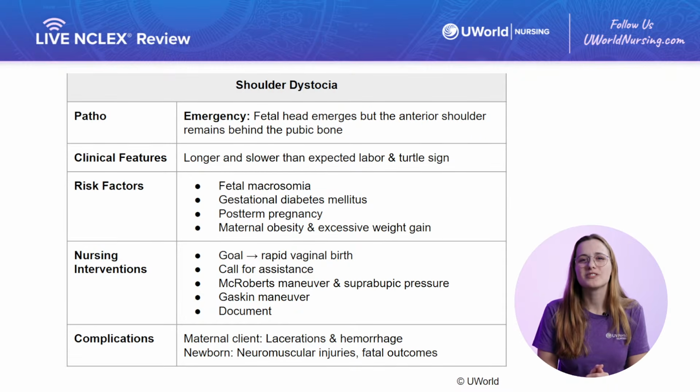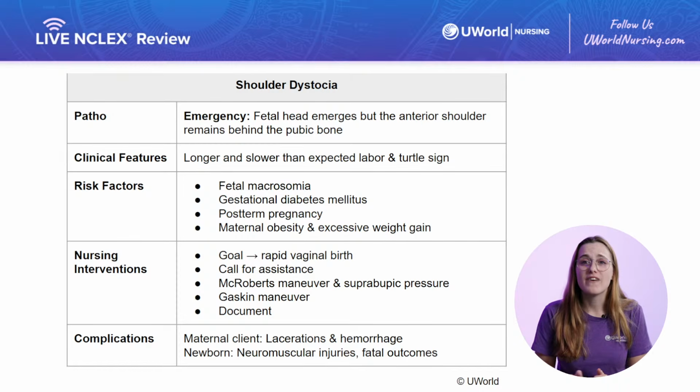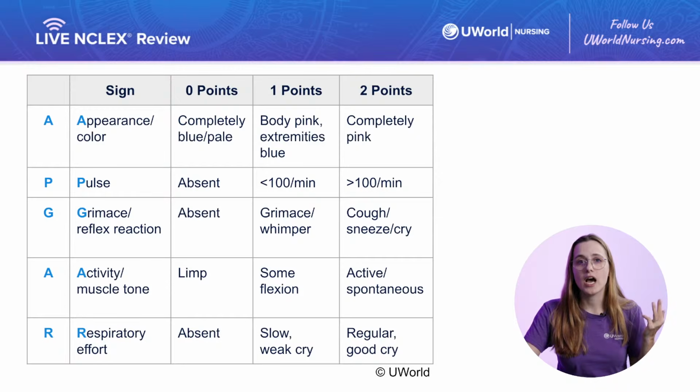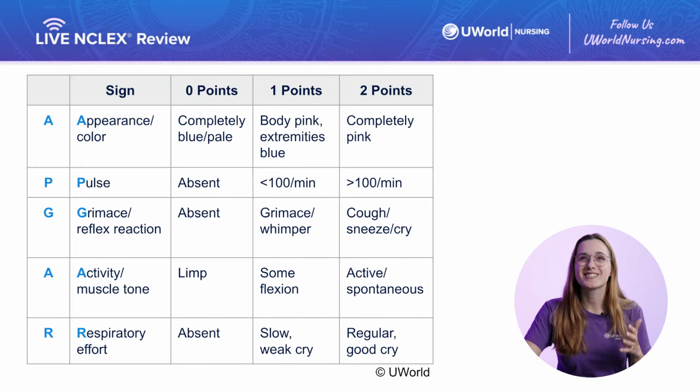APGAR is a tool to rapidly evaluate the newborn's transition to extrauterine life, or life outside the womb. The score is based on 5 variables, and it's measured at 1 and 5 minutes after birth. APGAR stands for appearance and color, pulse, grimace or reflex irritability, activity or muscle tone, and respiratory effort. We have a table for you guys to follow along as we walk through some of this. Each letter can be scored anywhere from 0 to 2 points for a max score of 10. And you guys all did so good with your answers. 7, 8 to 10 is a good score.